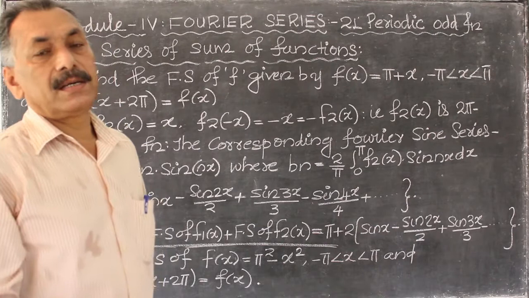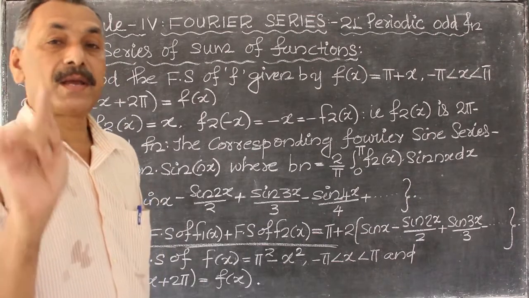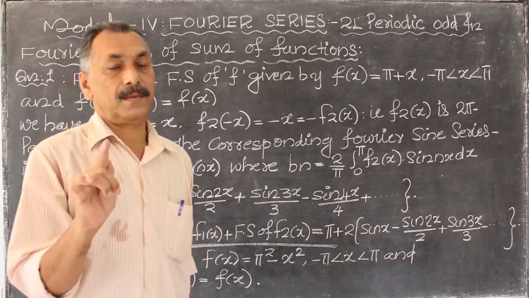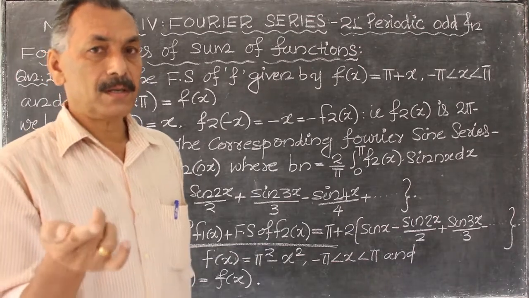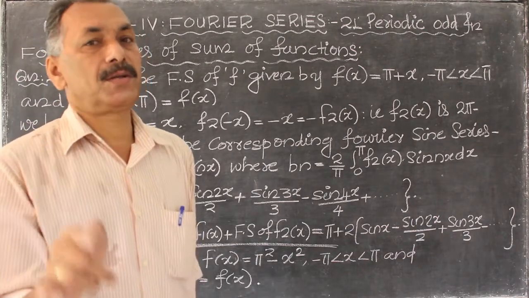Next we consider the Fourier series of the corresponding f2(x). f1(x) is equal to pi, and what about f2(x)? f2(x) is equal to x.